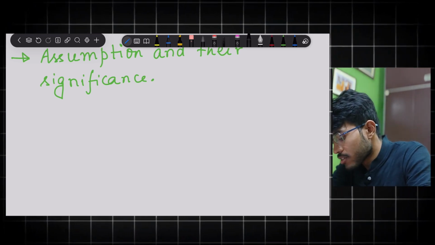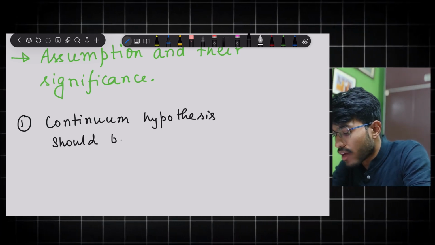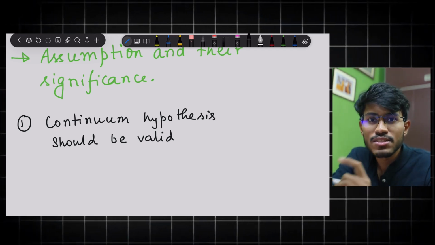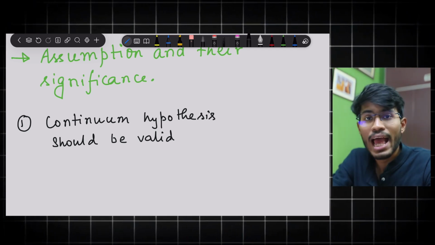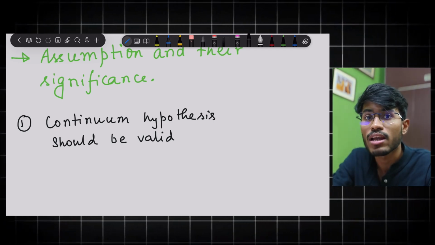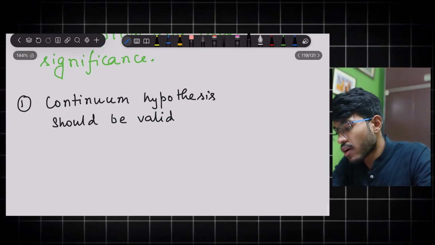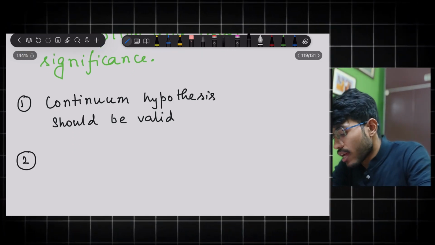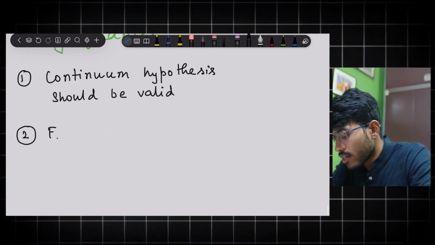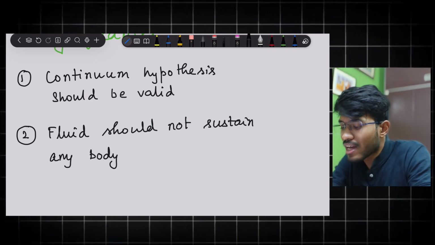So the first assumption is that the continuum hypothesis should be valid. And why is that so? If the continuum hypothesis is valid, then only you can apply the differential equation at each and every point, because then only you can consider the fluid or the solid as a continuous media. So I have talked about the significance also. Then what should we have? The fluid should not sustain any body couple. You know why?